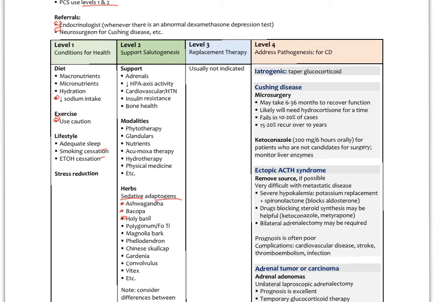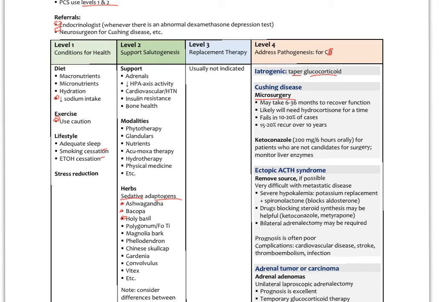But level 4 therapies are what we're going to do to address the pathogenesis of Cushing disease or Cushing syndrome. I should put CS there. And so for iatrogenic Cushing syndrome, obviously, we're going to taper glucocorticoids. For Cushing disease, microsurgery, and that might take up to 3 years to fully recover from that. That would be the transsphenoidal hypophysectomy, so going through the nasal cavity, through the sphenoid bone to the pituitary would be the approach for that.